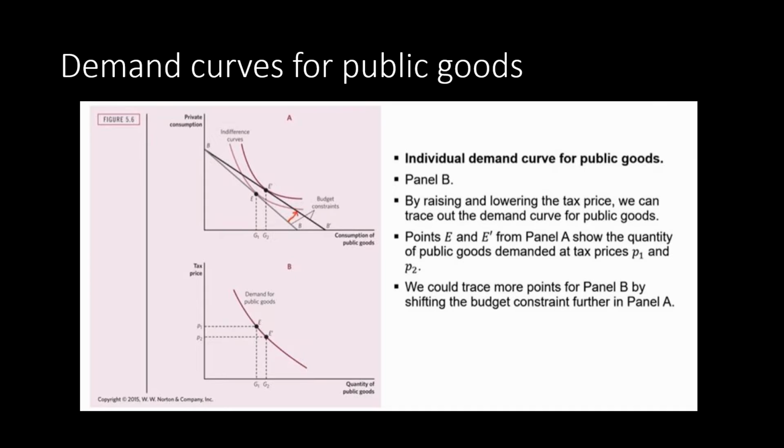As we can see, by raising and lowering the tax price, we can trace out the demand curve for the public goods. Point E and then E prime from panel A show the quantity of public goods demanded at tax prices P1 and then P2. We could trace more points by shifting the budget constraint further in panel A.